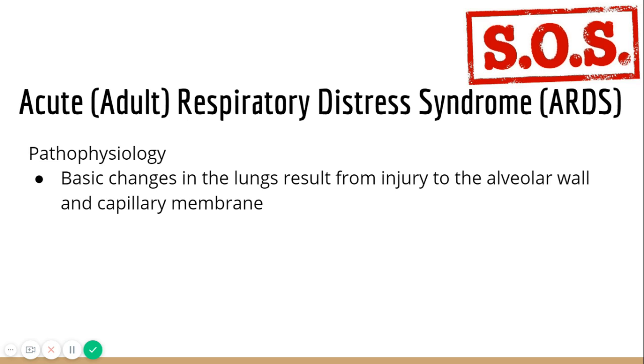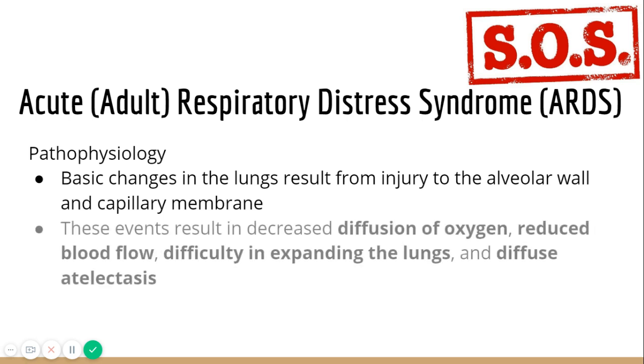So for the most part, the injury is coming from the alveolar wall and/or the capillary membranes. Something is occurring in that area which is going to cause this to happen. If we have damaged the alveolar wall or the capillary membrane, we're not going to be diffusing oxygen as well. Blood flow is going to be reduced. We have difficulty expanding the lungs, and then we can also have collapse of the lung here and there.